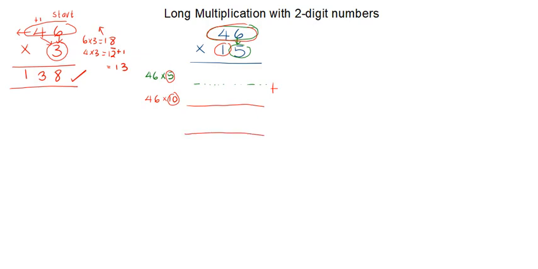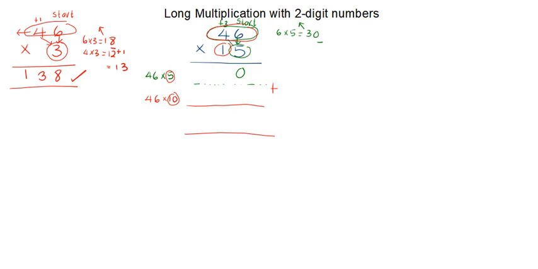So let's go ahead with that. The first row, we're going to start with 46 times 5. Let's start here. We always start in the units column. 6 times 5 we know is 30. So we're going to put the 0 down and carry the 3 over. So 0 down in the first column and carry the 3 over to the next column.